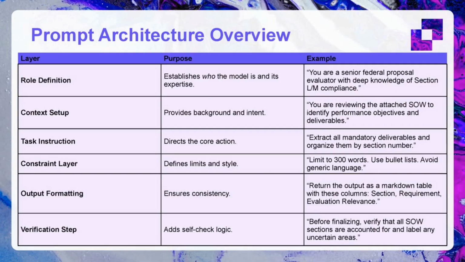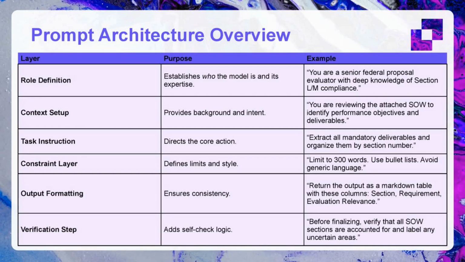And then our constraint layer. Our constraint layer is where we're going to define our limit and style, but also set boundaries for the AI as far as our output is concerned. So limit to 300 words, use bulleted lists, avoid generic language. Into our output formatting layer. The output formatting layer is going to ensure consistency. So how exactly does it need to look?